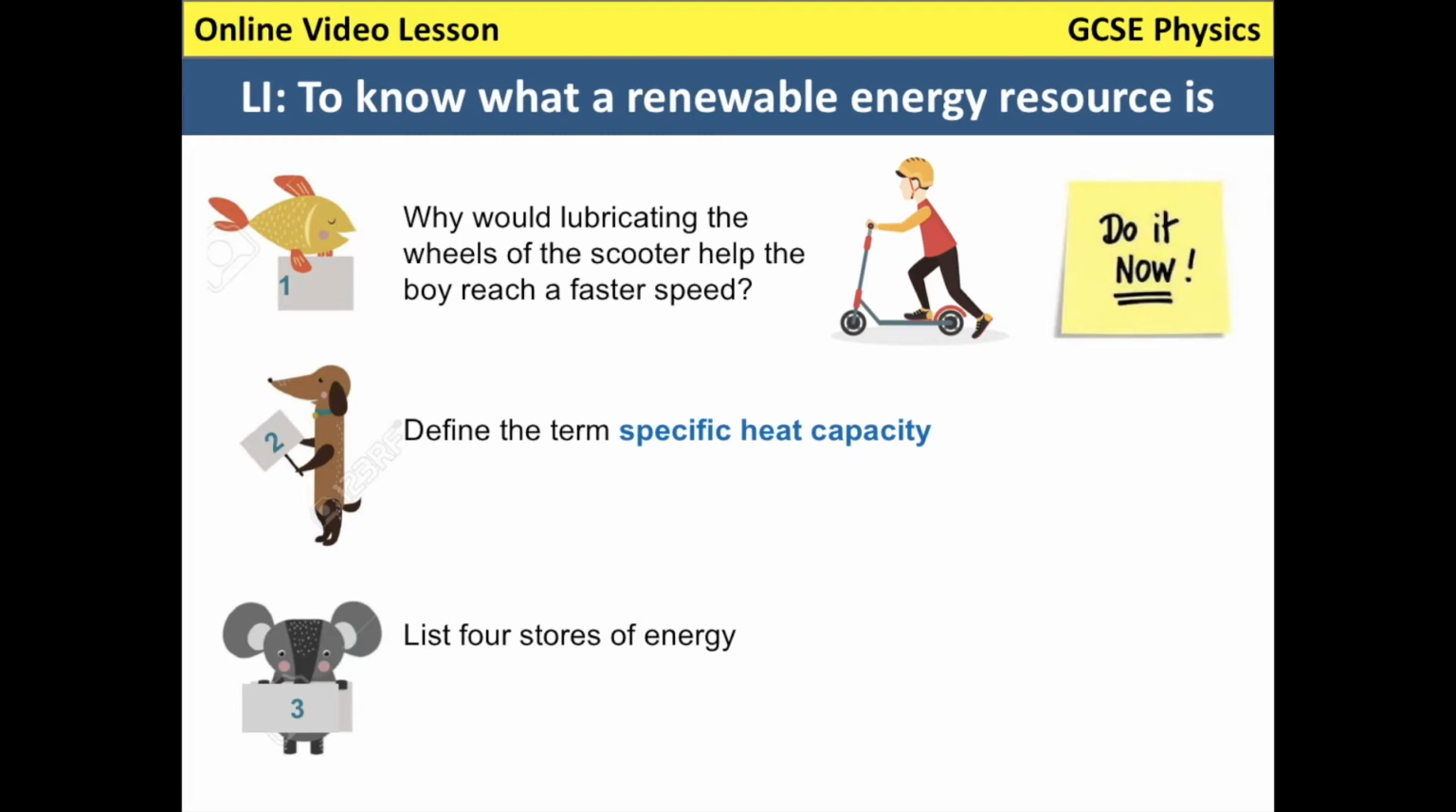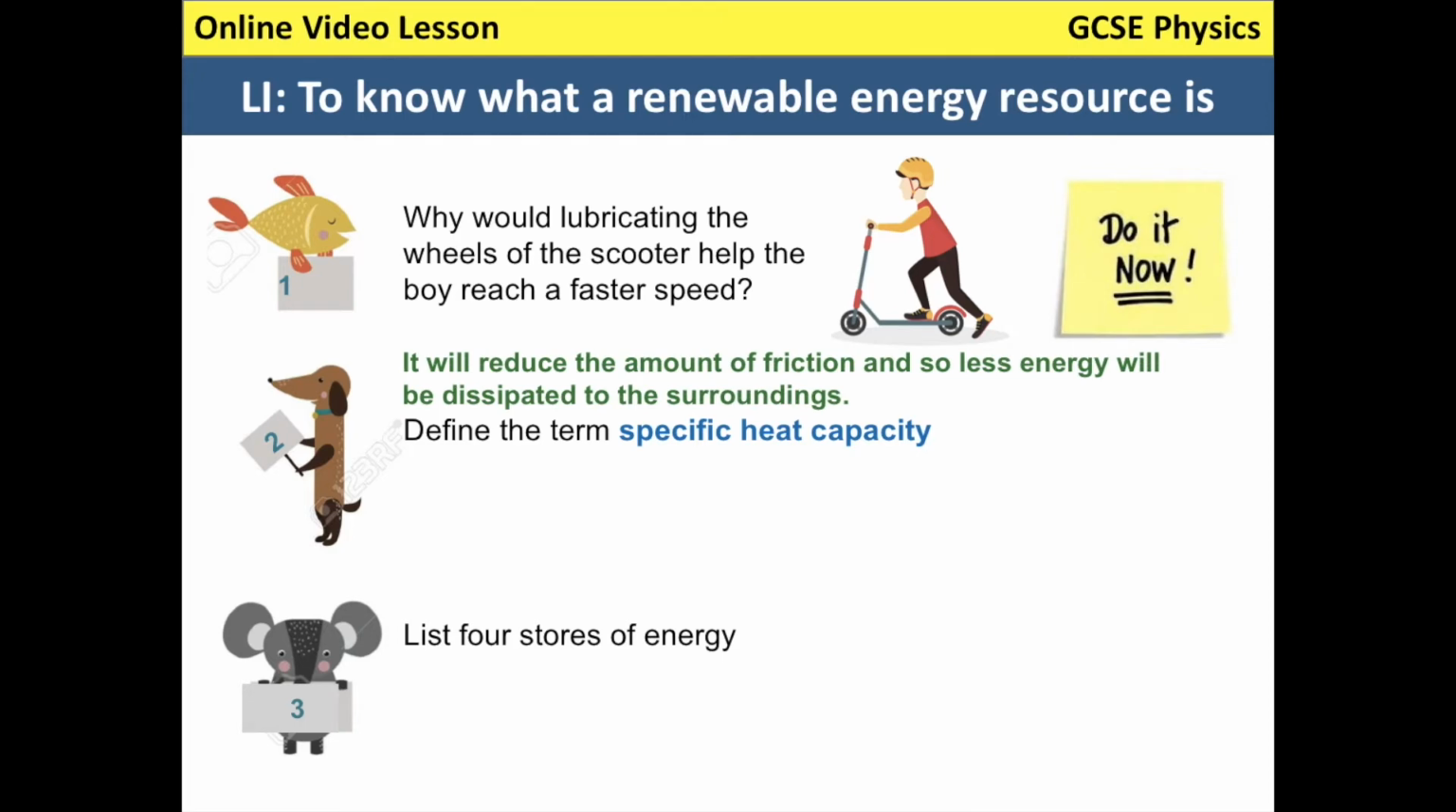Okay, so let's go over the answers to the questions. The first one, about the boy on the scooter, has got 2 marking points. First of all, we could say that it will reduce the amount of friction between the wheels and the bearings, or just basically reduce any amount of friction will be fine. The second mark, that means that less energy will be dissipated to the surroundings. You could alternatively have said, and so we will have more energy in his kinetic energy store. That would be fine too.